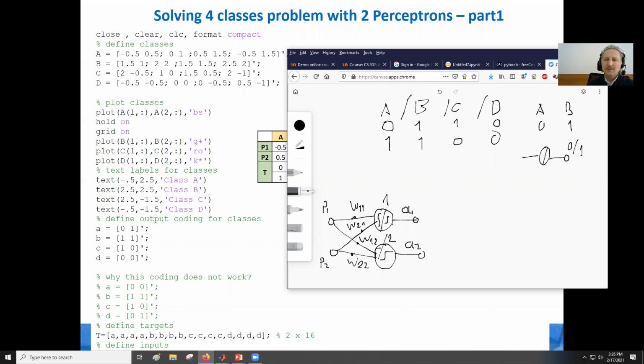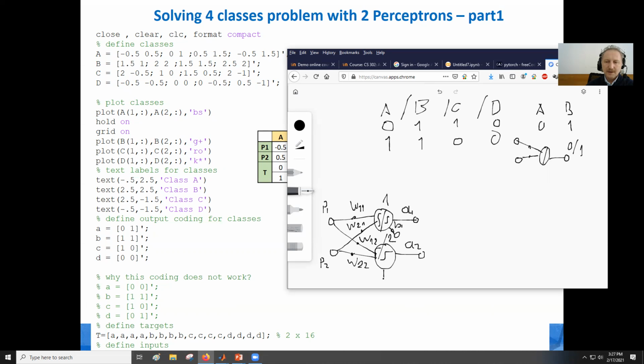We don't have just 1 weight anymore. For example, if you have 2 inputs and 1 neuron, you have 2 weights. But now we have 2 times 2, which is 4 weights. Also here we have bias B1.